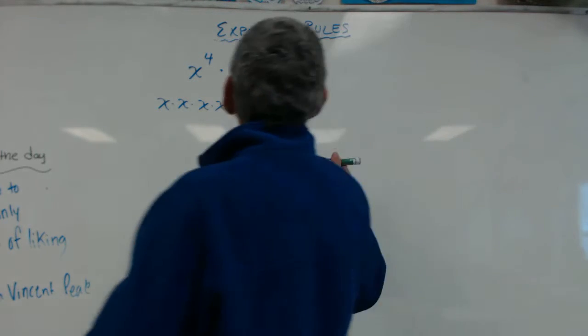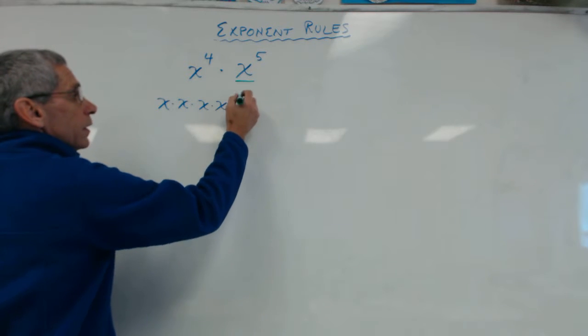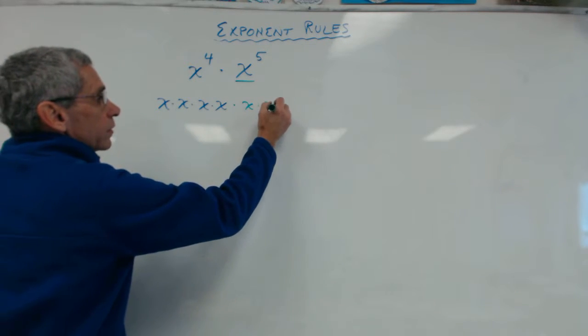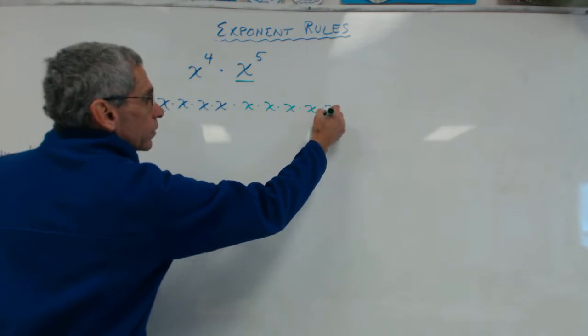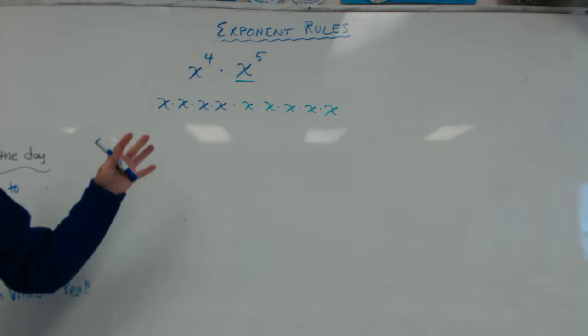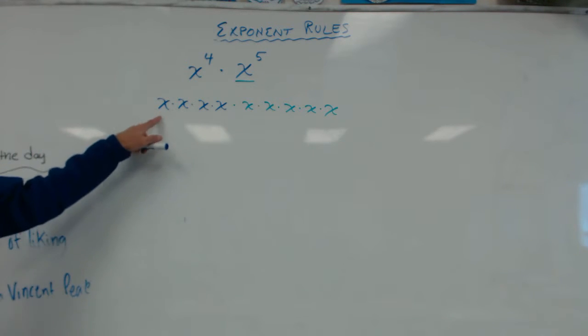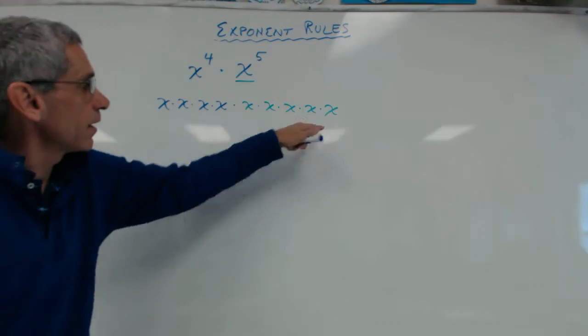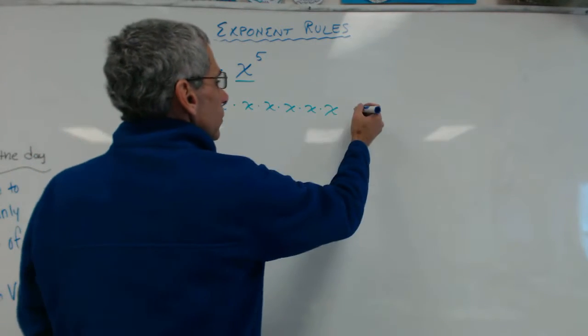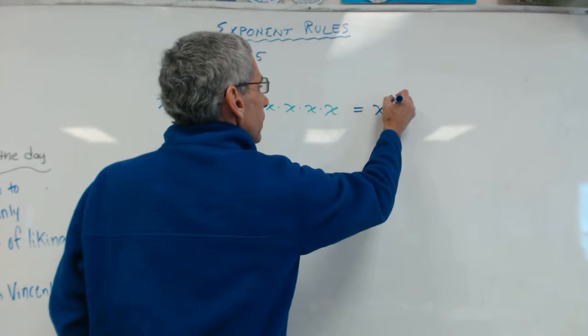Different color. And this one is x times x times x times x times x, right? So what's my final answer? X to the 1, 2, 3, 4, 5, 6, 7, 8, 9. It's x to the 9. So I know my answer is x to the 9.